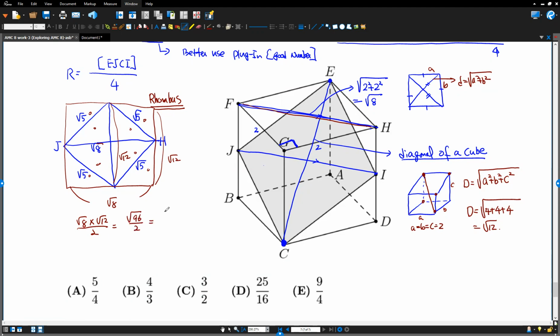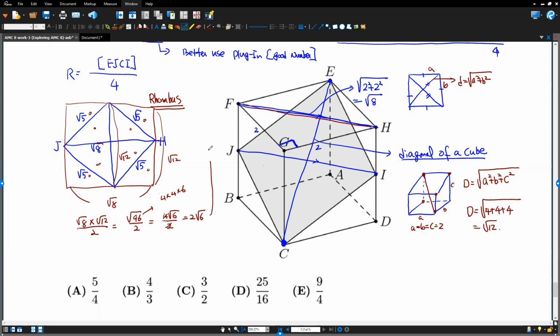What is 96? Can you find it? 96 is 4 times 6, because 96 is 4 times 6. So 4 comes out as 2. When you divide it by 2, which is what? 2 root 6. Okay? That is 2 root 6.